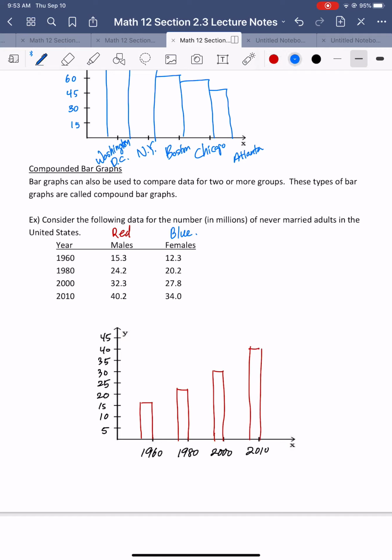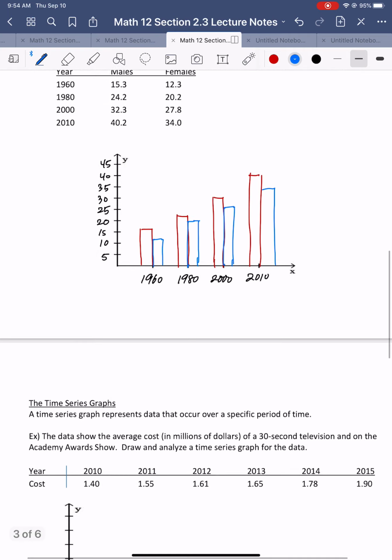And then for the female in the 1960s, 12.3. And then the 1980s, 20.2. And then 2000 is 27.8. And then 2010 is 34.0. Okay, so you can see the comparison between the two bars in each year, right?